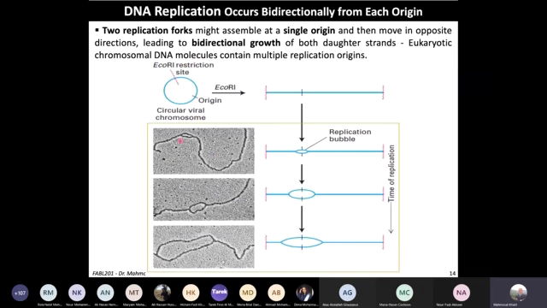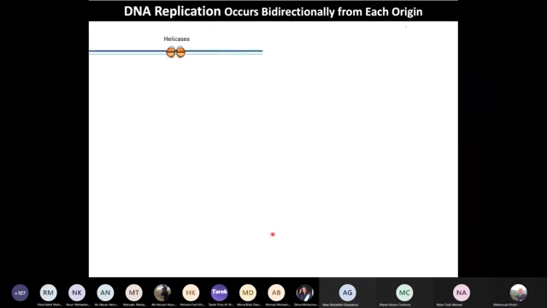While here is what is really happening under the electron microscope. You can see the replication bubble, which is formed of the template strands of the parent, and which will be used to build the daughter strand.